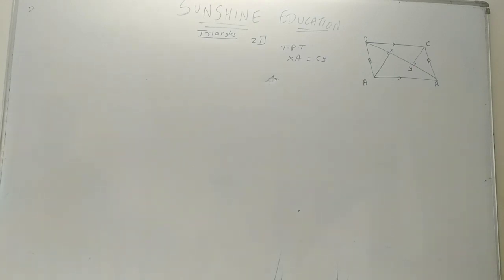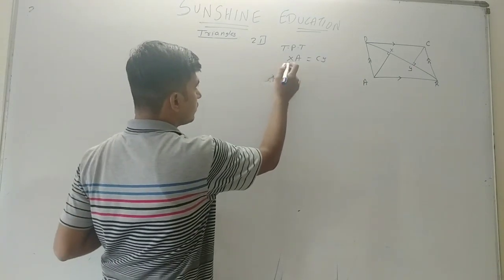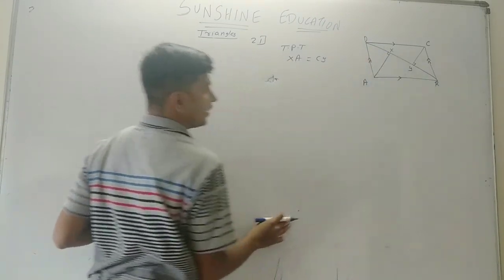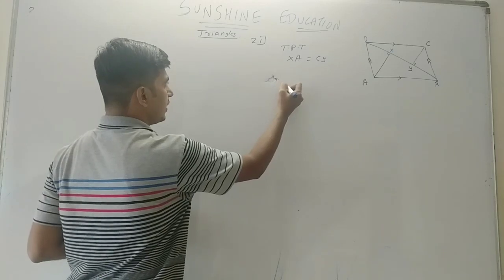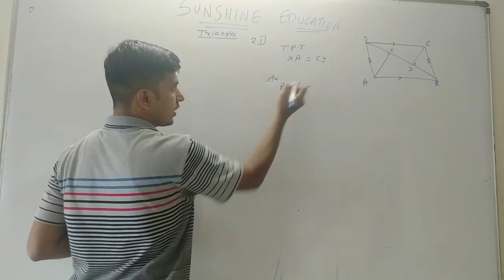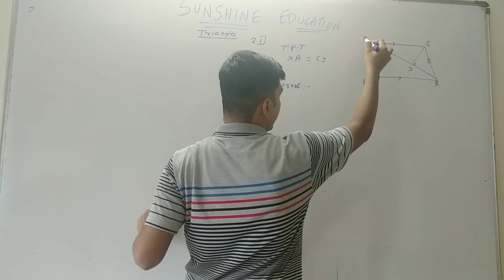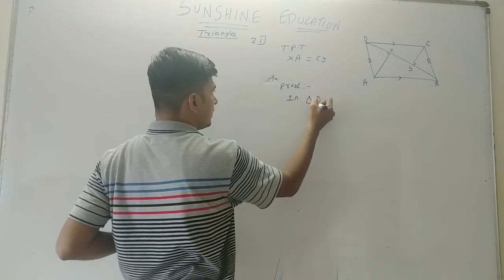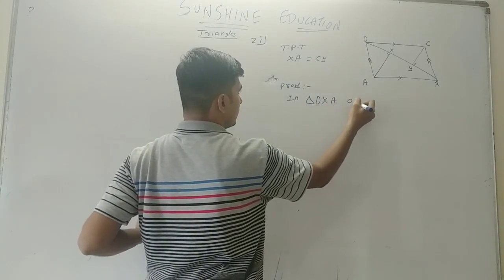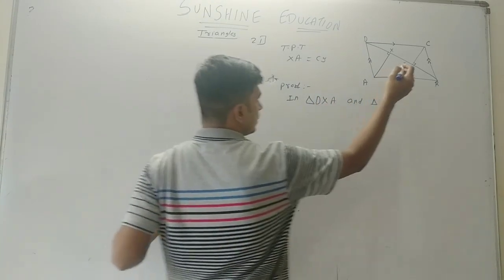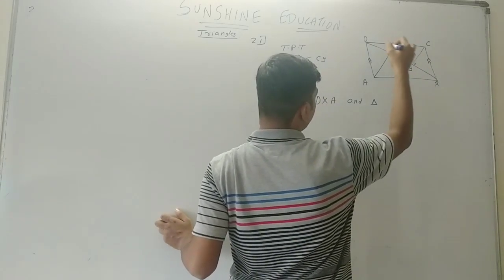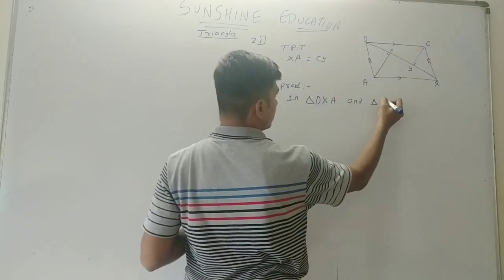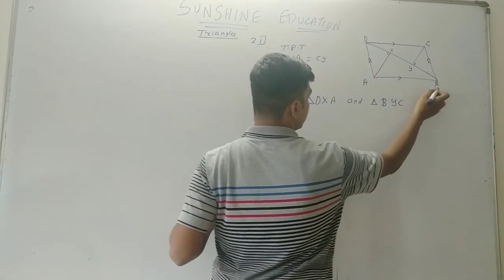Now we'll start with the 21st sum. What is given? What is asked to prove? XA is equal to CY. You can see that XA and CY, we need to prove that they are equal. The sum is very easy as compared to the previous one. Okay, let's start. In triangle DXA and triangle BYC.